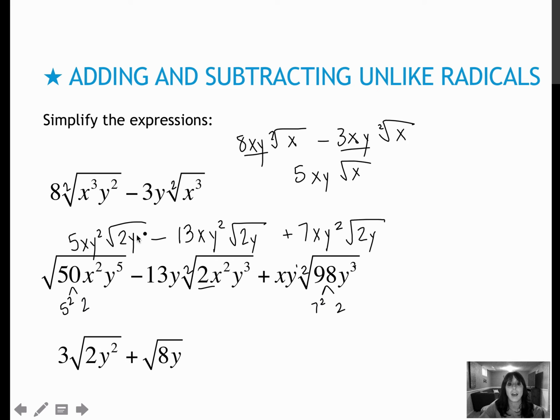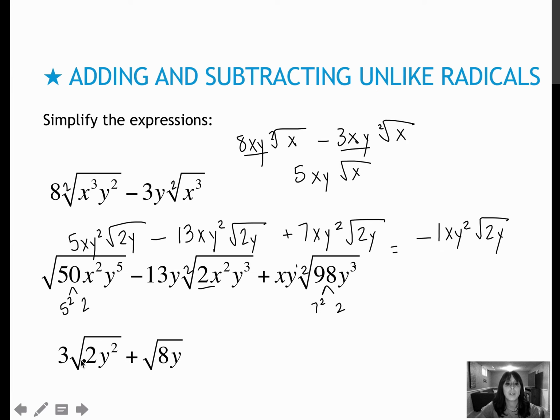And now I've got square root of 2y, square root of 2y, square root of 2y. We can combine 5xy squared minus 13xy squared plus 7. So I'm going to combine all of those to get negative 1xy squared square root of 2y. You don't even have to have the 1, you could just have a negative up front.